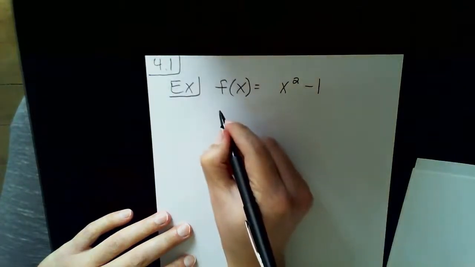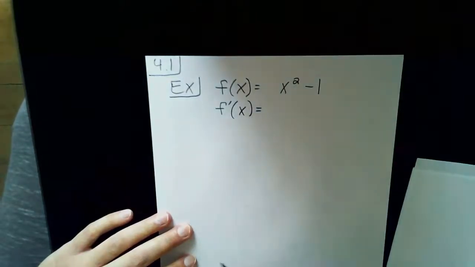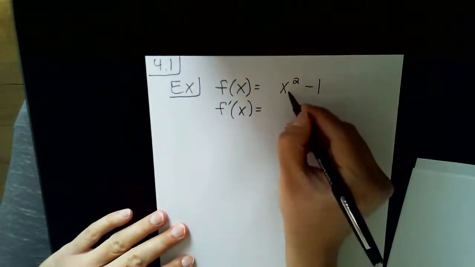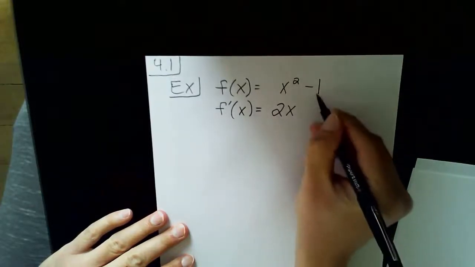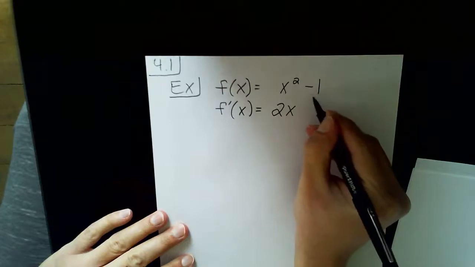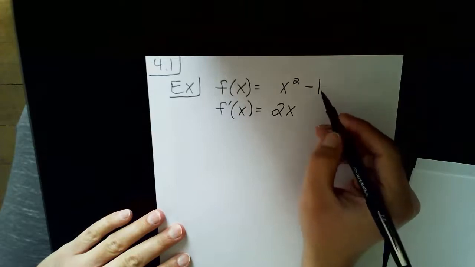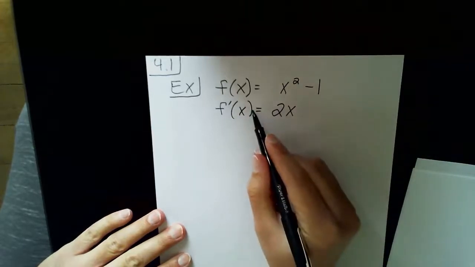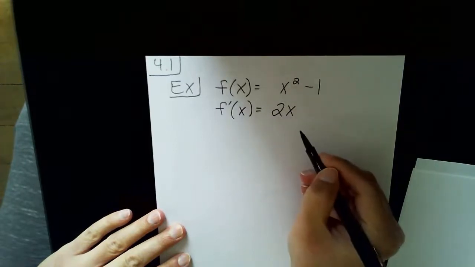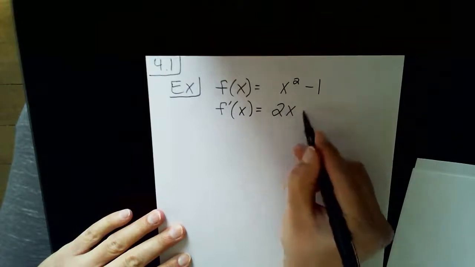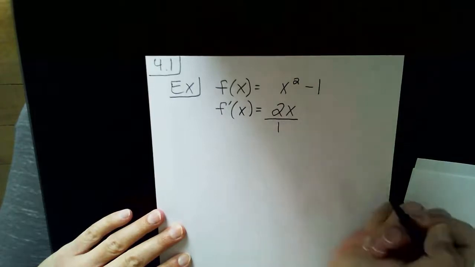So to start off, remember to find partition numbers. You first find the derivative, f prime of x in this case. The derivative of x squared is 2x. The derivative of negative 1 is just 0, so it goes away. So to find the partition numbers from here, we're going to take our derivative and we're going to set the top and bottom of it equal to 0. Remember, if it's just something like 2x, some polynomial, we put that over 1.